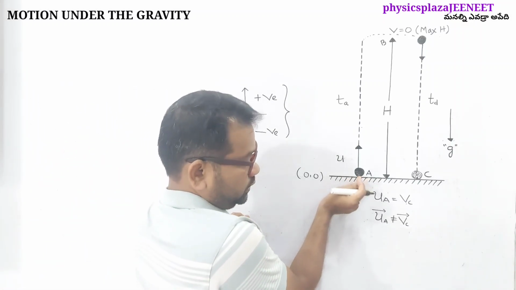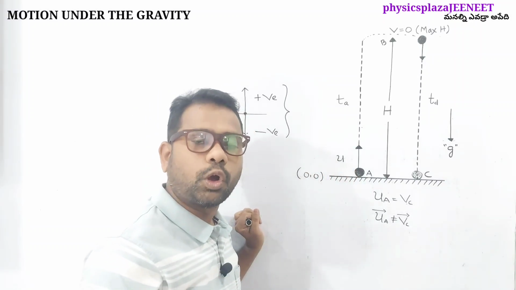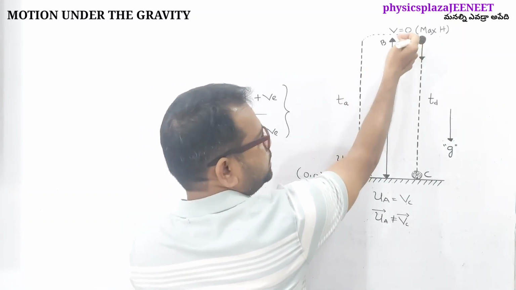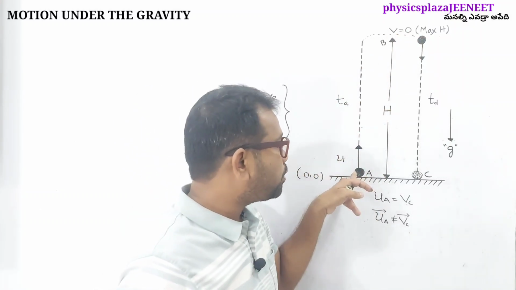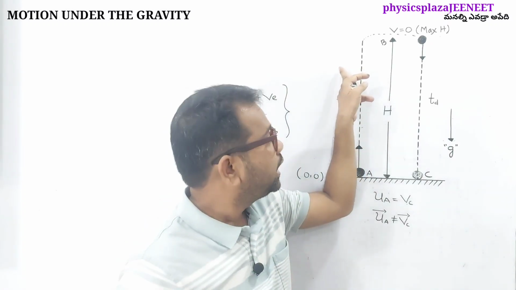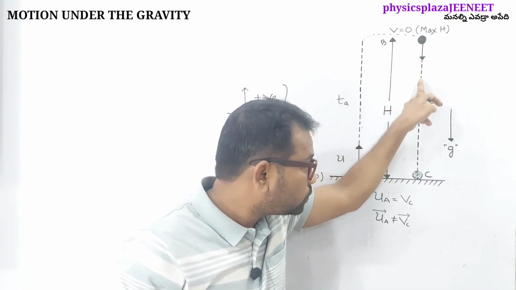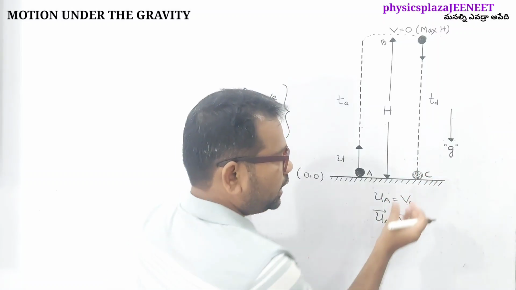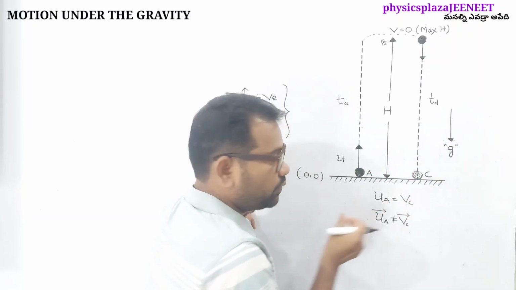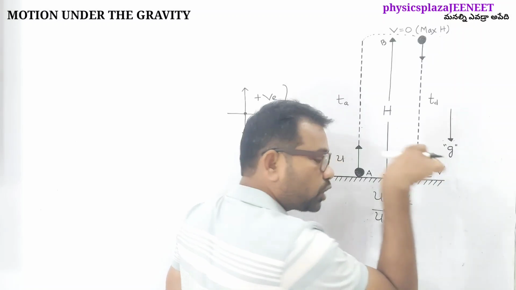From this point A, the body is thrown vertically upward. Here u is called the speed of projection or velocity of projection, and it reaches a maximum height, let us say point B. As the body goes in the vertical upward direction, its speed, or velocity, keeps on decreasing. After reaching maximum height, its velocity becomes 0. Then it starts falling down, and at the point where it hits the ground it has a certain velocity. Let us say its velocity is v. This is called the velocity of collision.